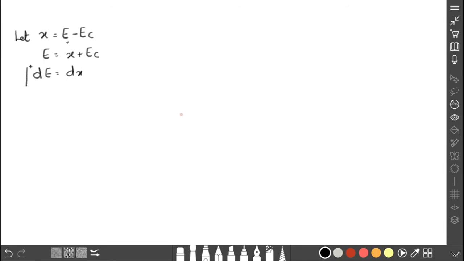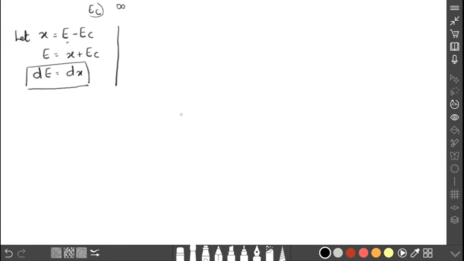So instead of dE, I can write dx. That is the first change I have done. Next we have to change the limits also. What are the limits I said? The first limit is EC, the lower limit, and the next limit will be infinite.